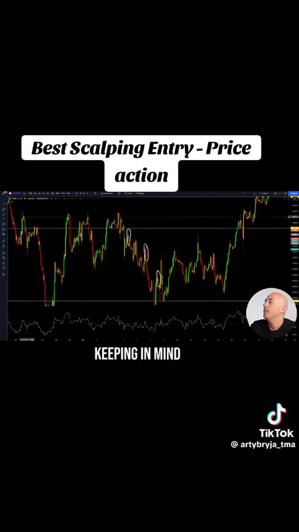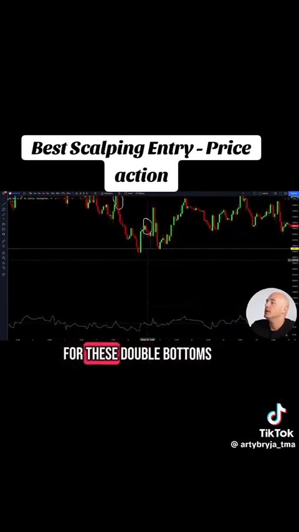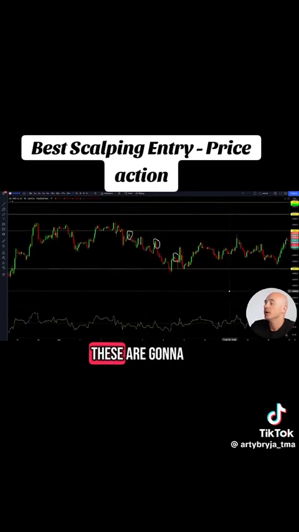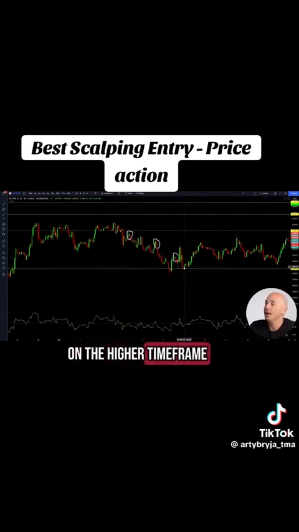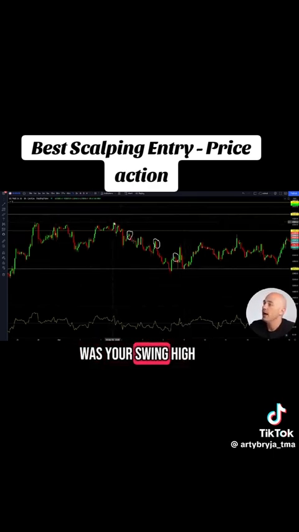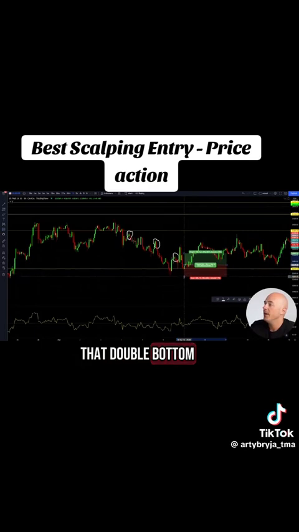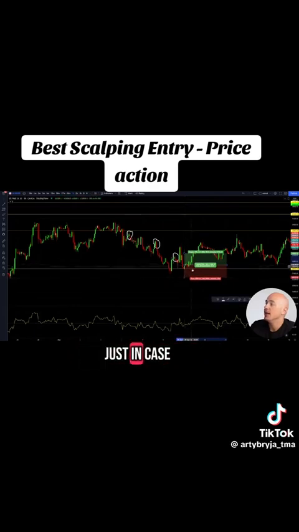But when you're keeping in mind the higher time frame, like the 1 hour, and looking for these double bottoms, these are going to be your huge stop loss trades. These are going to be your long-term positions, and you want to enter this trade on the higher time frame. So if this was your swing high, the trend went down, you created a double bottom. This is a trend reversal trade. You're looking for a rejection off of that double bottom, and your stop loss is going to be a nice comfortable distance below this double bottom, just in case it makes a triple.